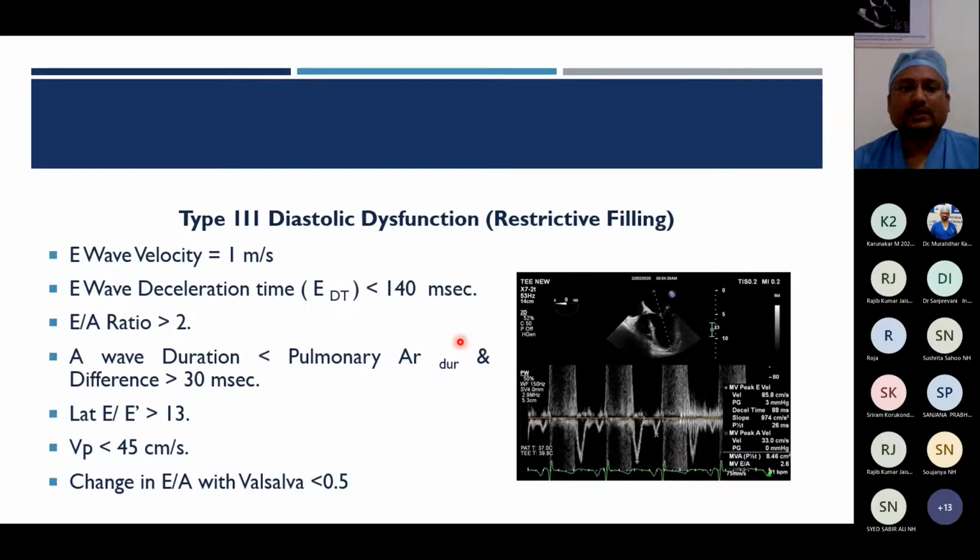Coming to type 3 diastolic dysfunction, it is a restrictive filling. Here velocities are high. E wave velocity is 1 meter per second. E wave deceleration time is reduced to less than 140. The E wave deceleration happens very fast, and E by A ratio is usually 2 or more than 2. The A wave duration is less than the pulmonary AR duration, and the difference is more than 30 milliseconds. Lateral E by E prime is more than 13, while VP is reduced further. So VP is in the range of 25 or so. Change in E by A with Valsalva is usually very little.